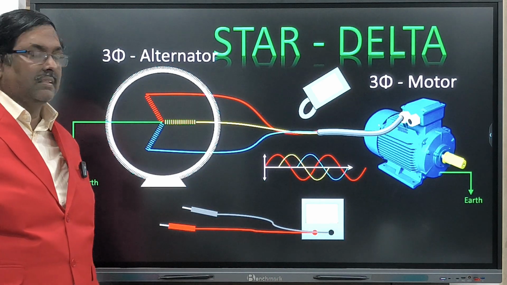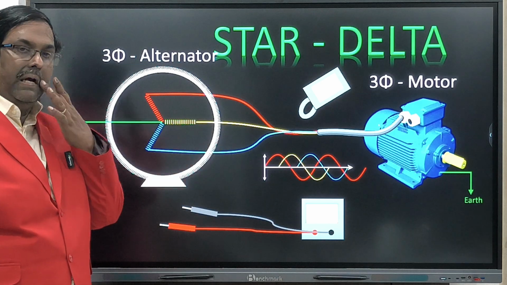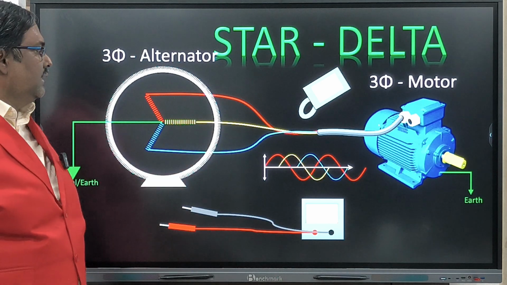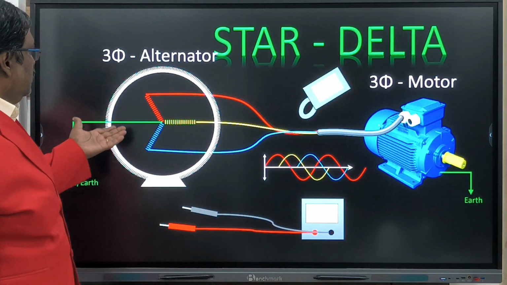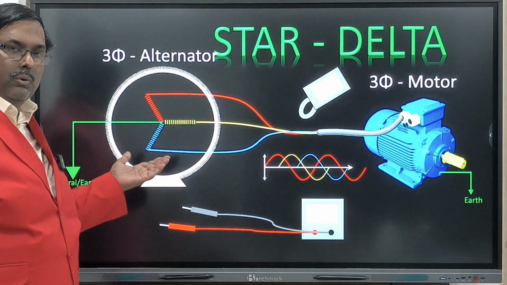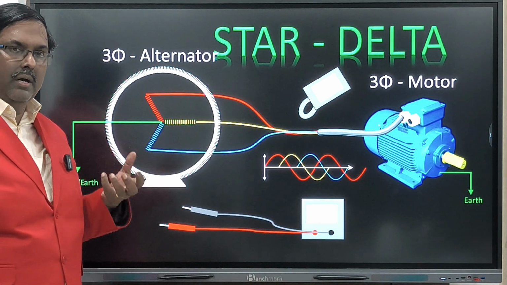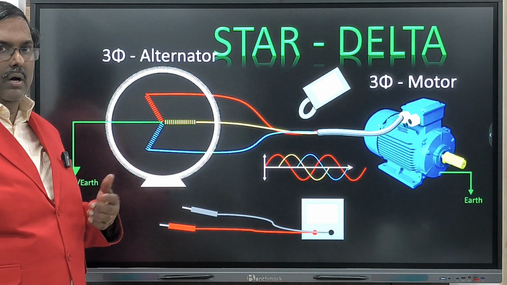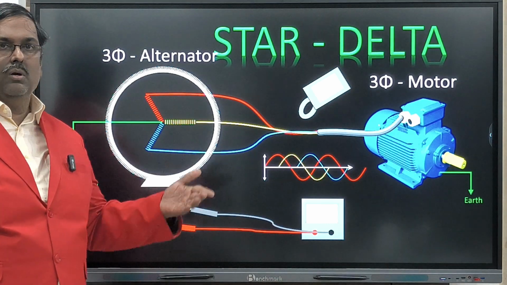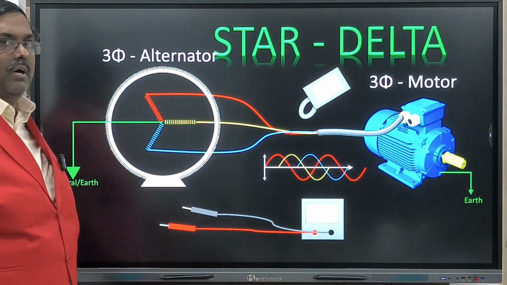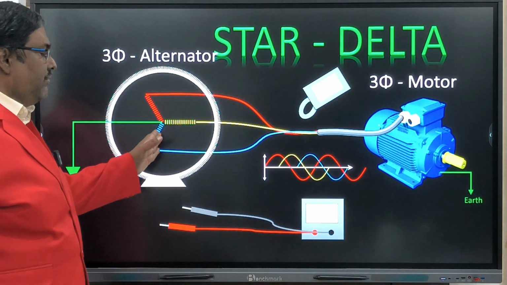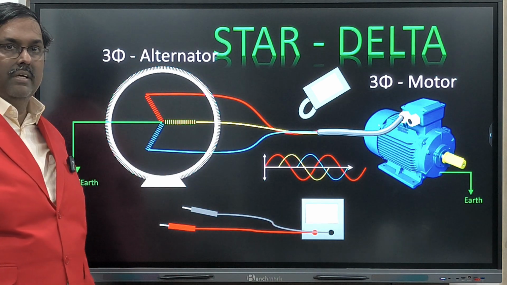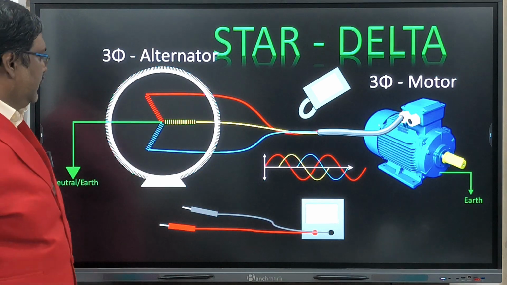Today's lesson is star delta. What is star? What is delta configuration in the three-phase AC system? So it is the alternator. I already told you, alternator means it is producing alternating current. If it is producing DC current, that is called generator. So this is a three-phase alternator, not the single phase. It is producing three-phase. The phase angle difference will be 120 degrees between each other.